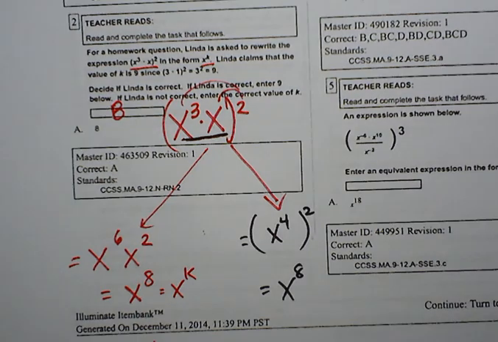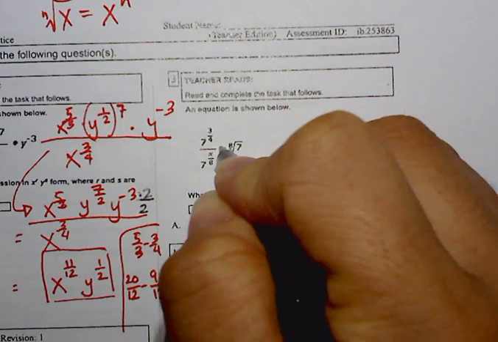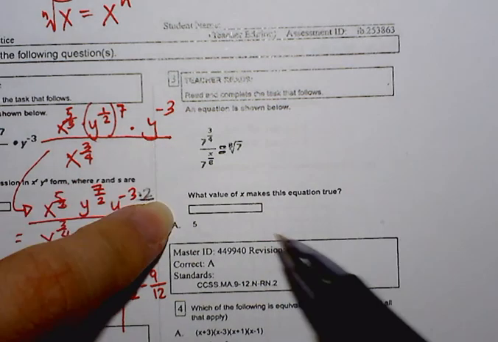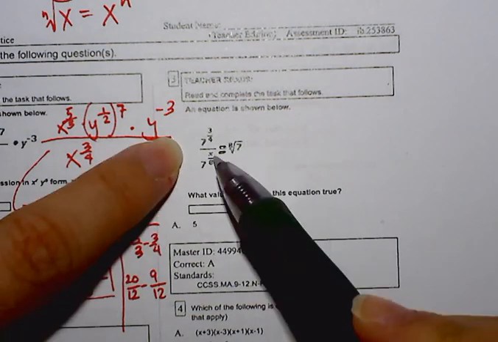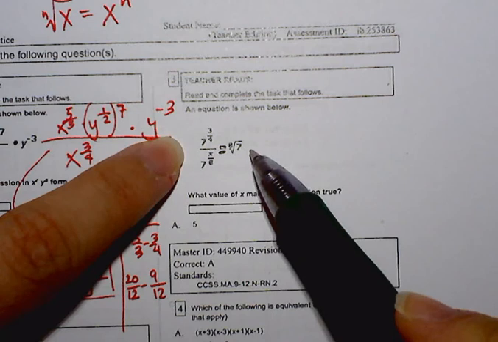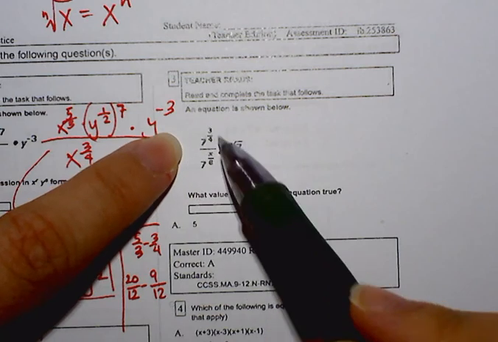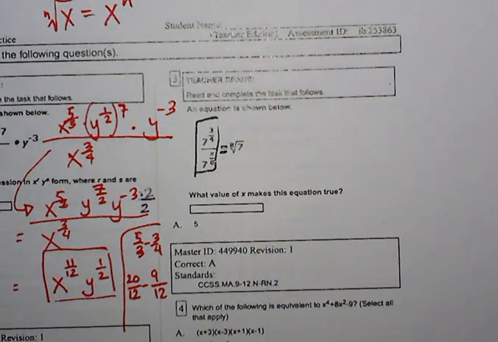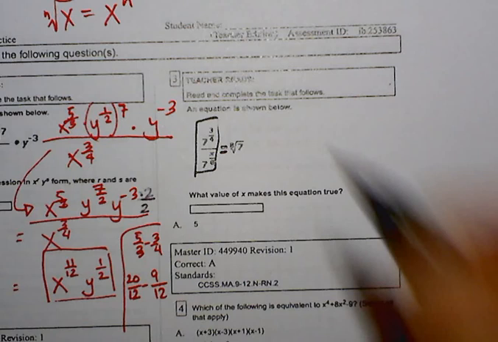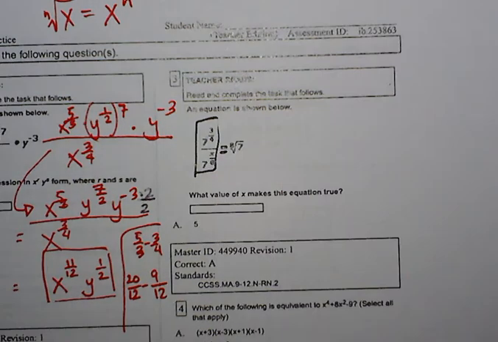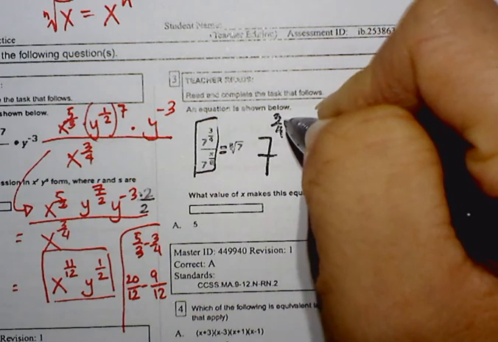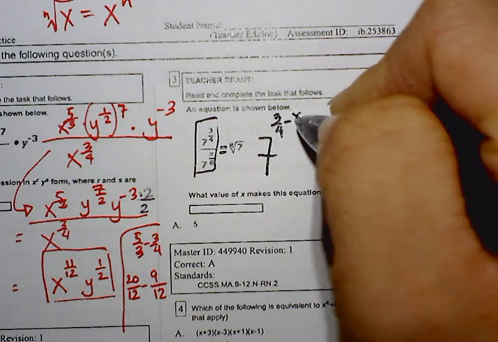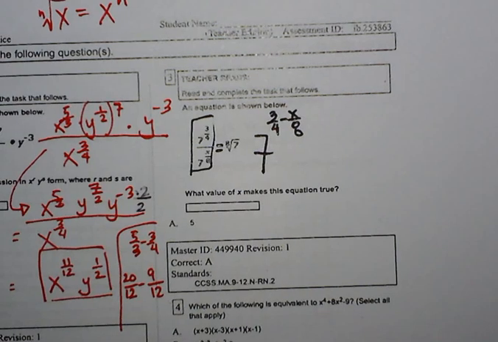Alright, number 3. This is an equation, okay? They want to know what does x have to be for this to be true. So basically they took this and they simplified it. So how do I simplify this left part right here? You have the same base, 7, and then you're dividing, so what do you do? It's 7 to the, subtract the exponents, 3/4 minus x over 8, right? That's the left side. What is the right side?